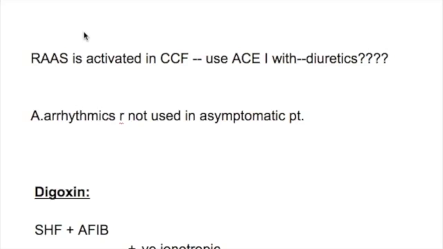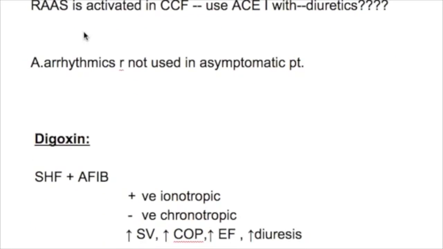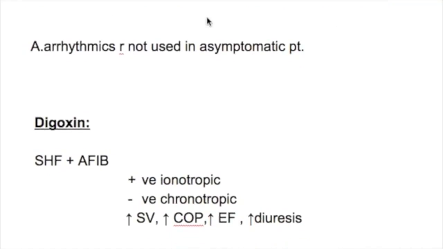Why in congestive cardiac failure are diuretics used with ACE inhibitors? Because in congestive cardiac failure, the renin, angiotensin, aldosterone system is activated. There is increased sodium reabsorption, increased blood volume, and increased load on the heart. So diuretics are used to remove the increased fluid from the body.